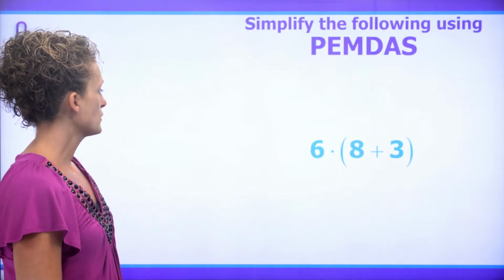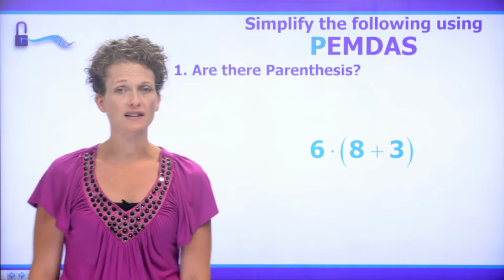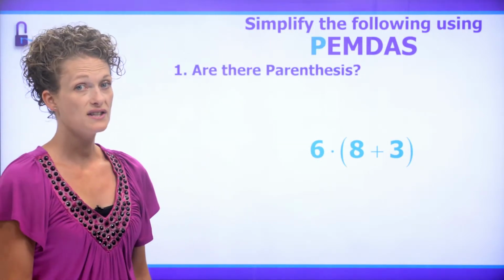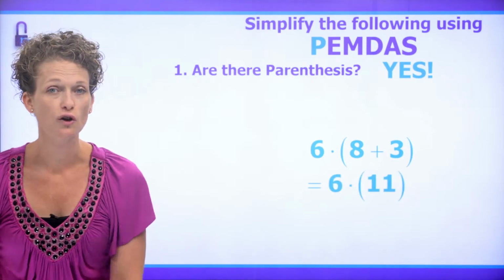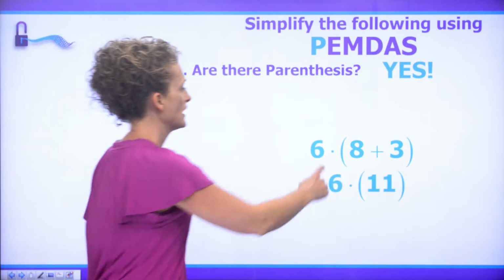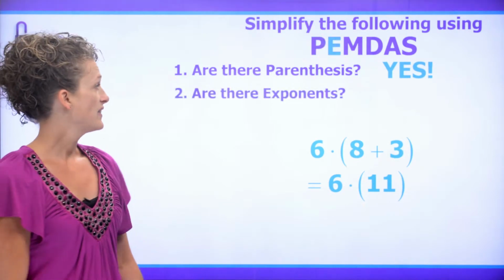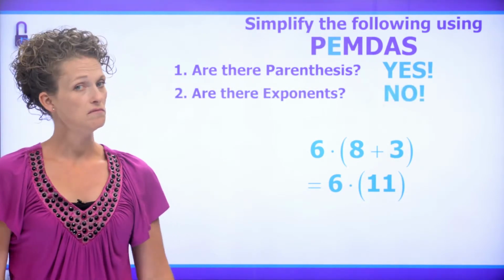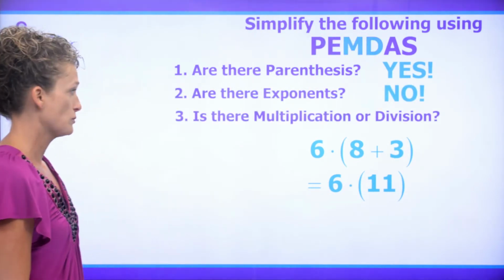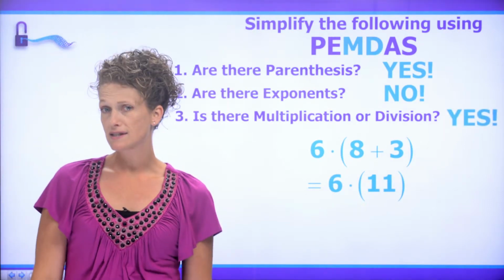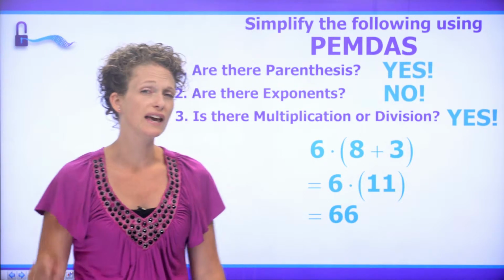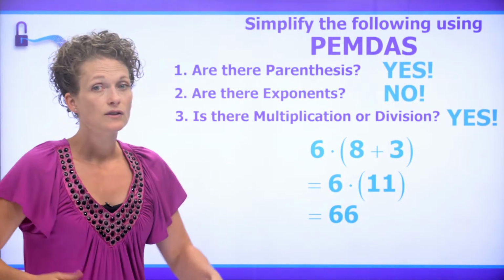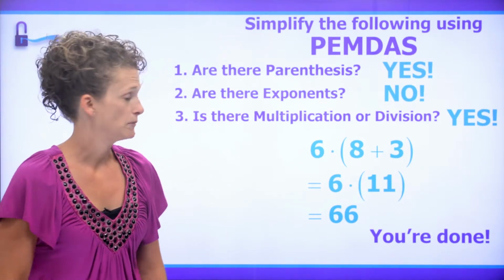So let's solve the following question using PEMDAS. The first thing you want to ask yourself is, are there parentheses? And in this case, there are, so yes. So we're going to solve what's inside parentheses first. 8 plus 3 is 11. And then we ask ourselves, are there exponents? Well, no, there aren't. Is there multiplication or division? Why, yes, there is. So let's go ahead and do that. And when we multiply 6 times 11, we get 66. There's nothing else to do, so you're done.